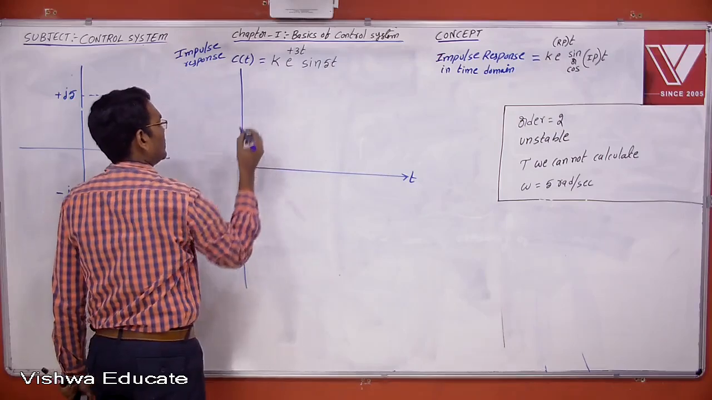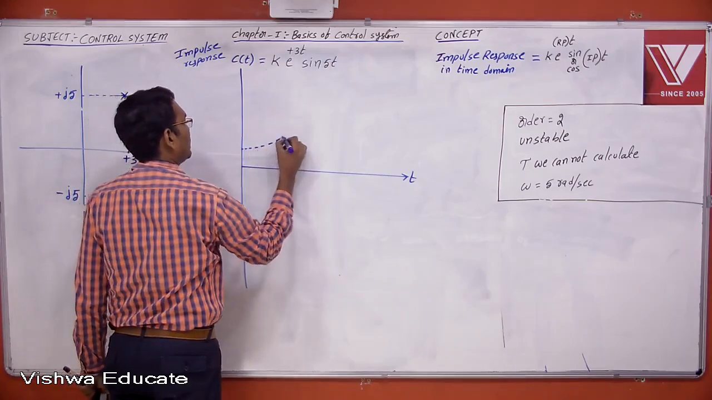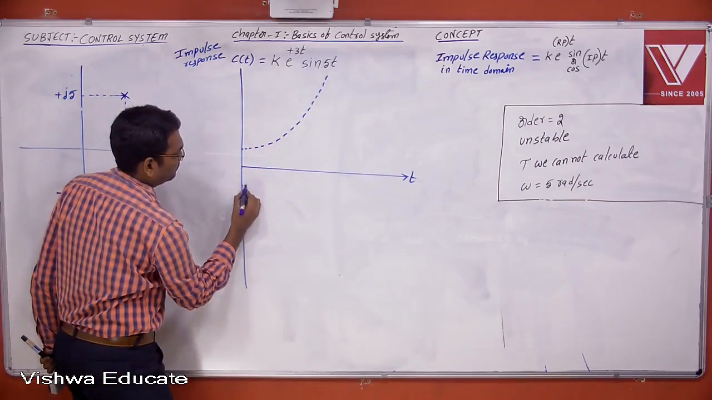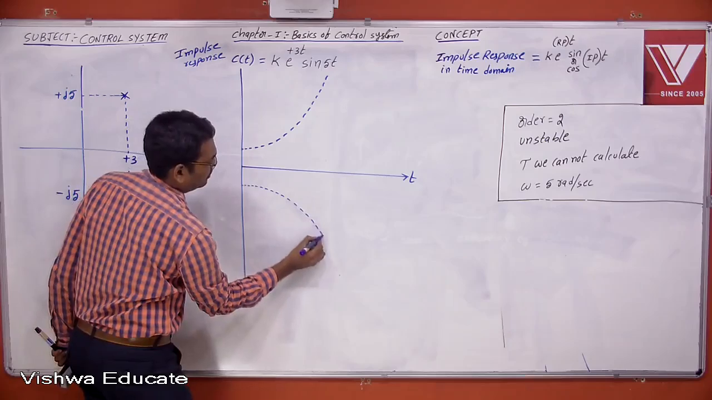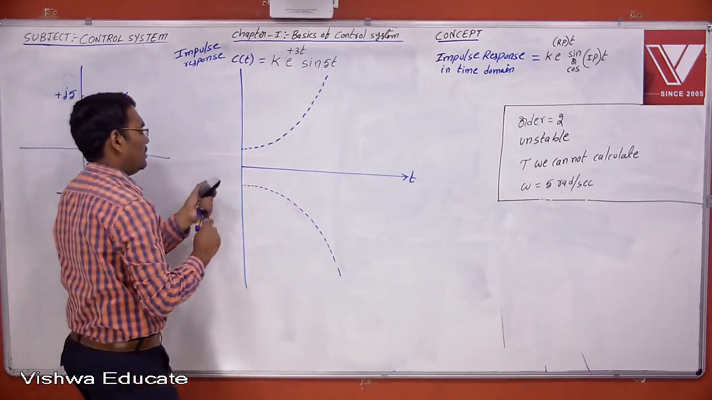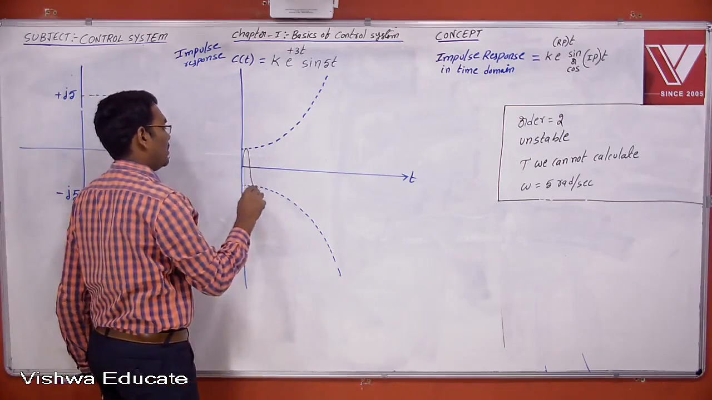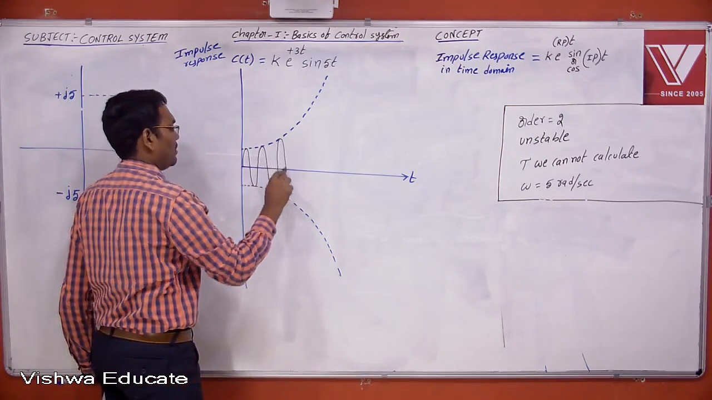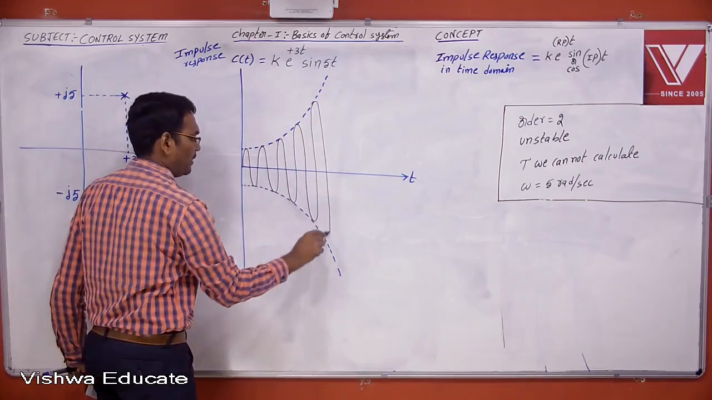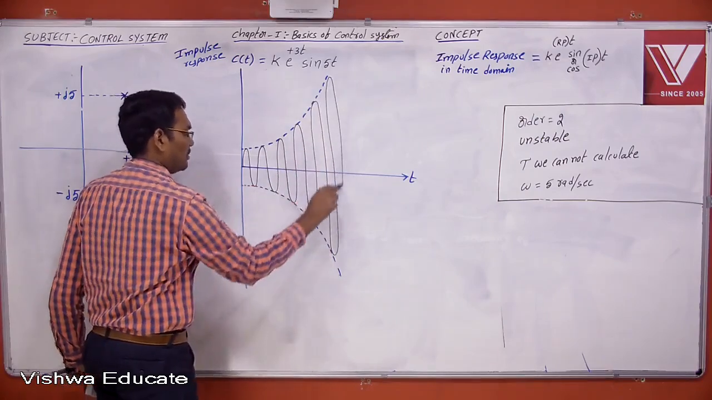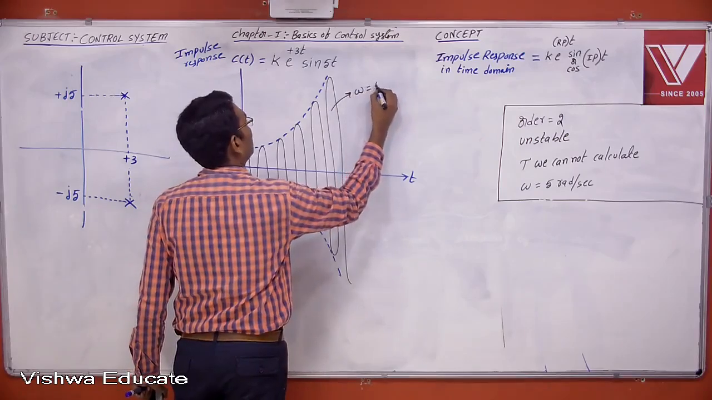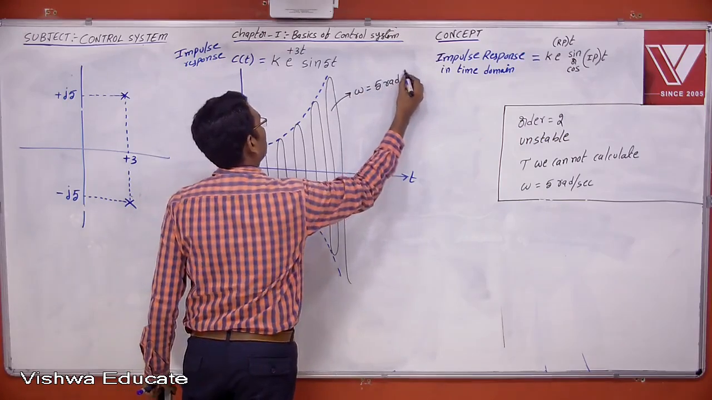Then the other signal is an exponentially increasing signal, then its mirror image. Now in the common area, the frequency of oscillation is 5 radians per second.